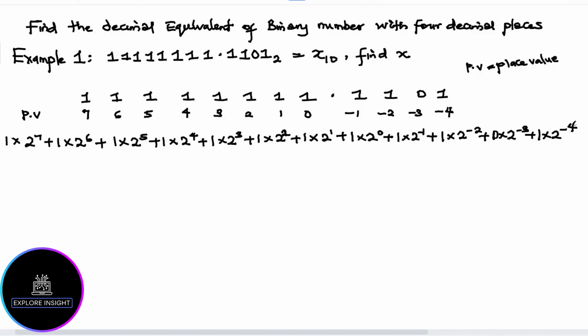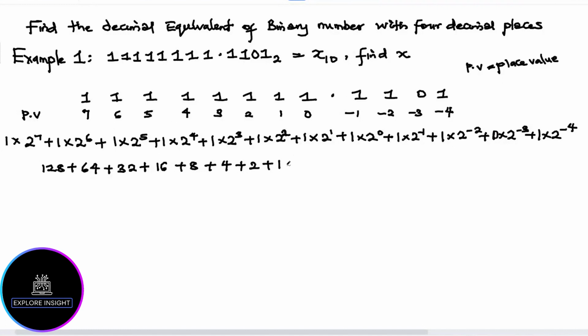Okay, so if we go through with this calculation, 2 raised to the power 7 will be 128 plus 2 raised to the power 6, 64 plus 2 raised to the power 5, 32 plus 2 raised to the power 4, 16 plus 2 raised to the power 3, 8 plus 2 raised to the power 2, 4 plus 2 raised to the power 1, 2 plus 2 raised to the power 0 will be 1. Take note that any value that multiplies by 1 will be that value. So it means 1 has no effect on the given value.